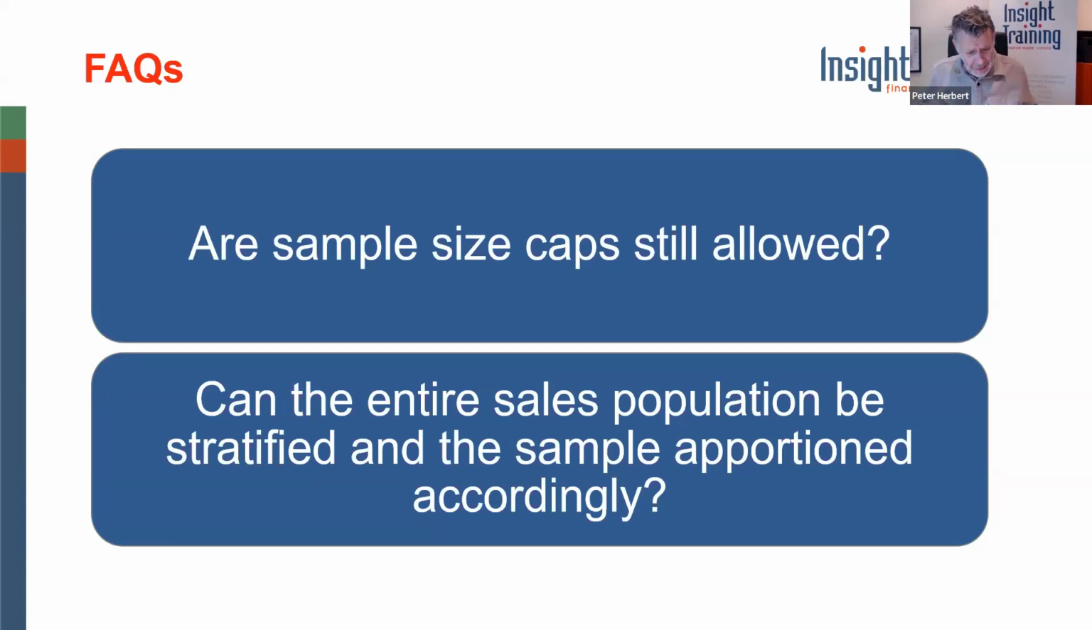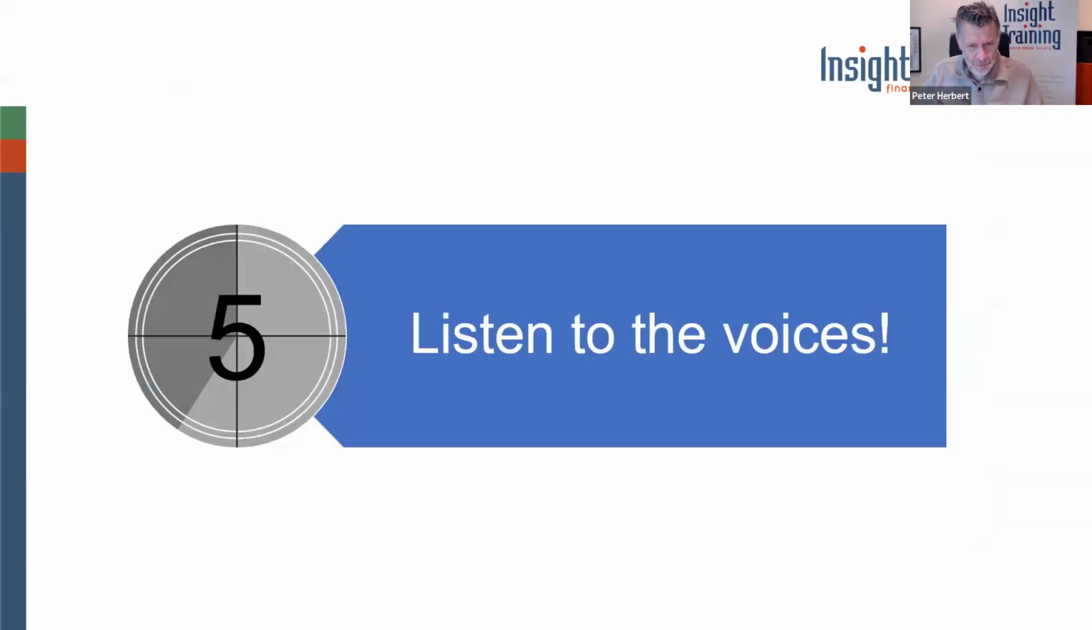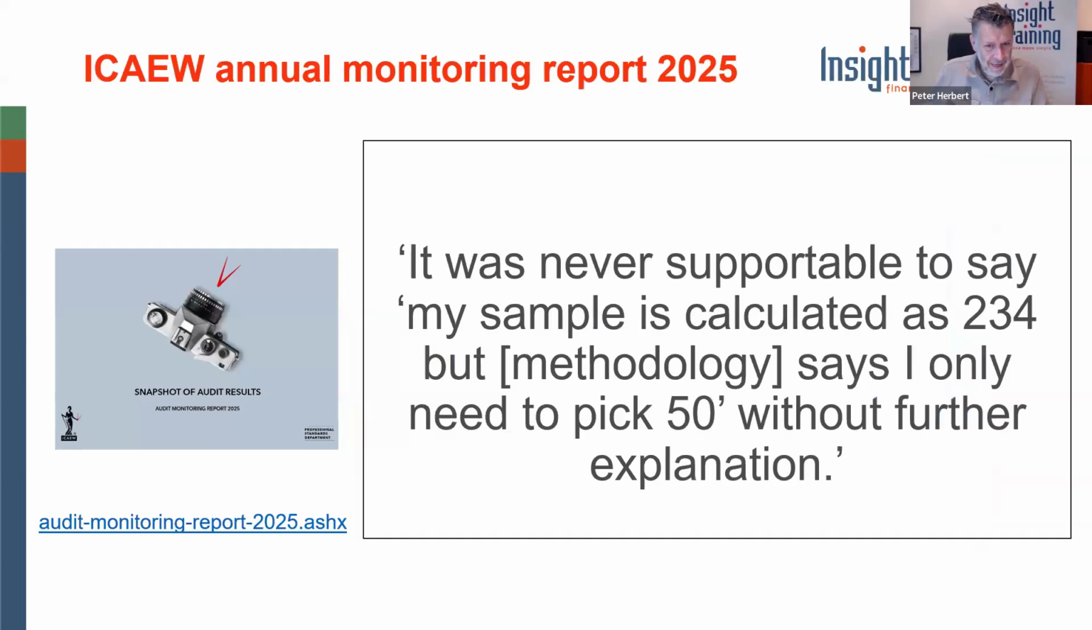Okay, so a few thoughts there on sampling. And then just finally, listen to the voices. There's some really good stuff that comes out of the professional bodies, the Financial Reporting Council, the ACCA, the ICAW, and the Institute's latest monitoring reports. One soundbite that I particularly picked up on: it was never supportable to say that my sample is calculated as 234, but my methodology says I only need to pick 50 without further explanation.